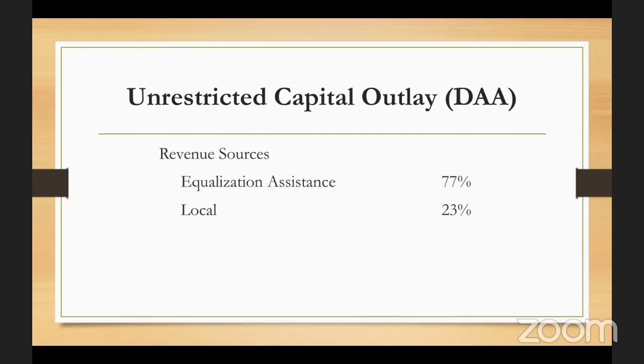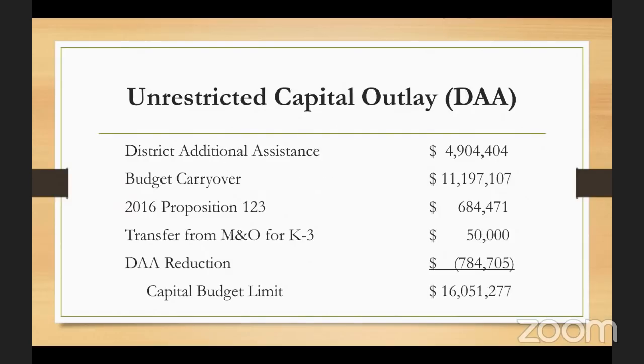You see the transfer of the revenues from M&O for K3 of the $50,000. When the recession happened, the state cut districts' capital funds. We were cut about 85% at that point of our capital funding. They've slowly restored that cut. However, for the 2021 school year, we still have a reduction of $784,000 of our capital funds. So in total, a budget just over 16 million. Next slide, please.